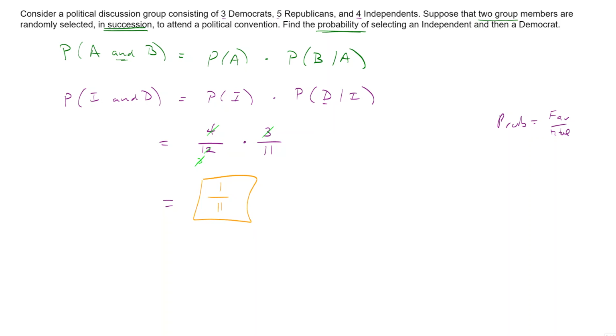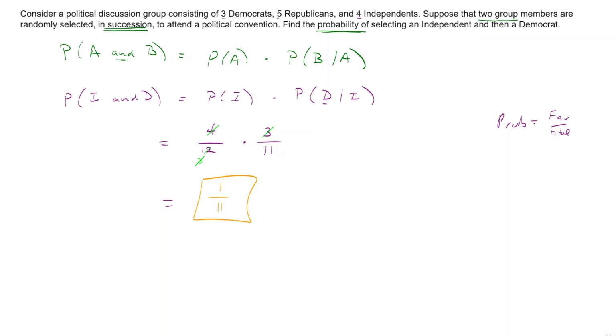So again, 2 things to really focus on: we were choosing 2, so we're going to have the first pick and the second pick, and and's going to be multiply. And also my second pick was influenced; the probability changed because of what happened on the first one.